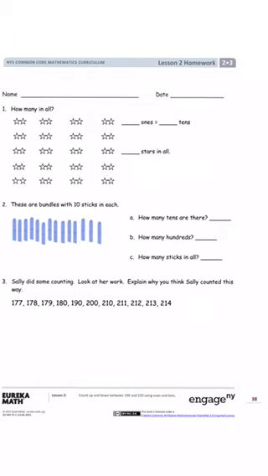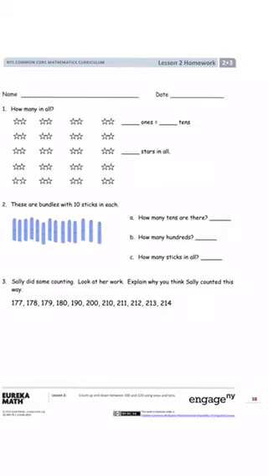Number 2 says these are bundles with 10 sticks in each. Letter A, how many tens are there? Not how many are there, but how many groups of 10. Letter B, how many hundreds? If you want to put a box around the hundreds, that will help you. Letter C, how many sticks in all? So how many are there in all?